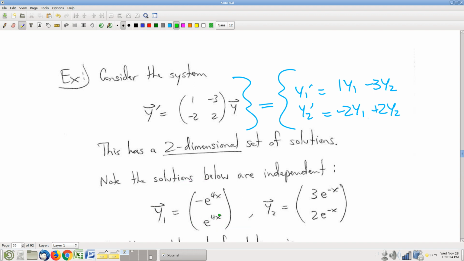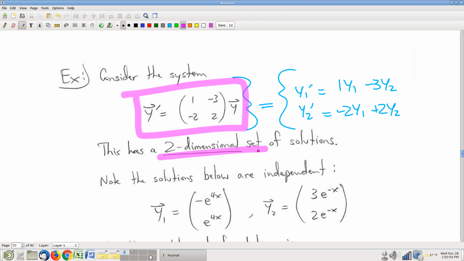Okay, so that's a solution. And now here's another plug and chug, easy confirmation. That's also a solution. For the moment, I'm not going to talk about where those solutions came from. We'll come back to that in a few minutes. But those are solutions, and at this point, it's all linear algebra. This is a 2x2 system. The theorem tells me that we have a two-dimensional set of solutions. Forget about solutions, we're looking for a two-dimensional vector space. We have two vectors in this two-dimensional vector space.